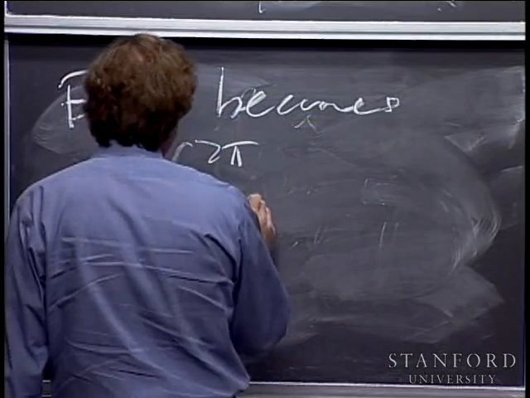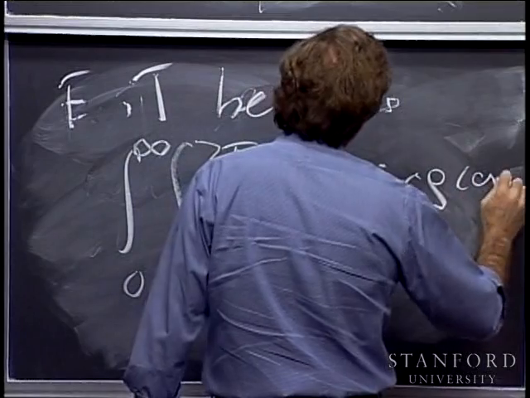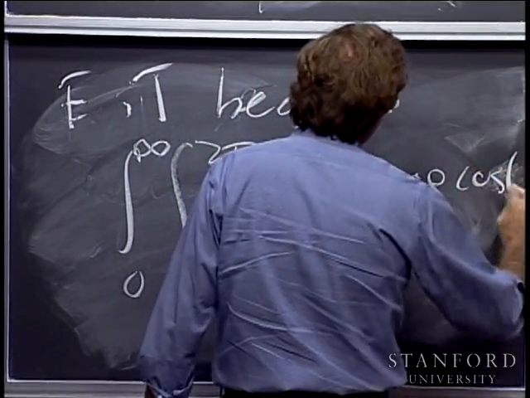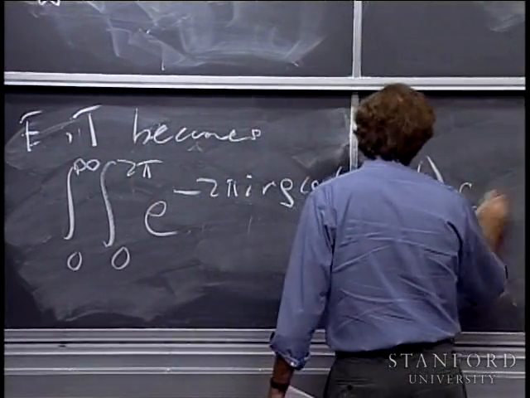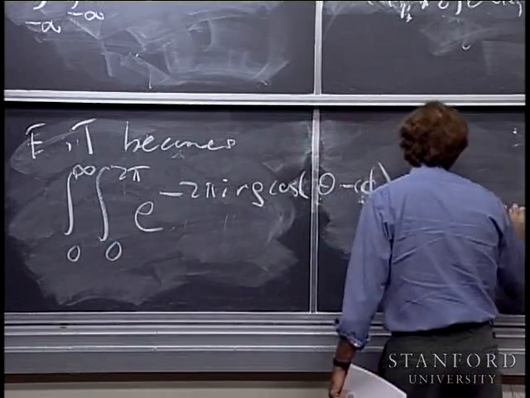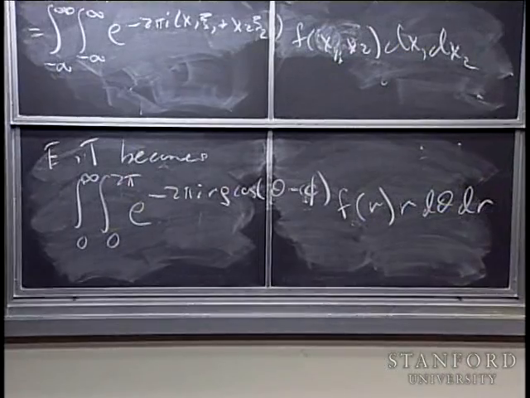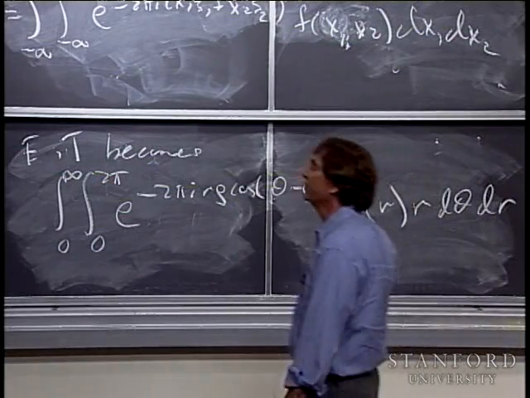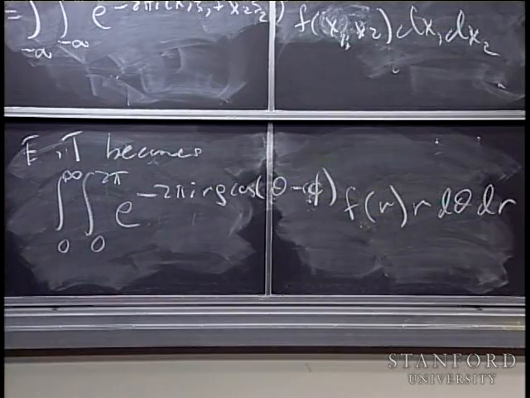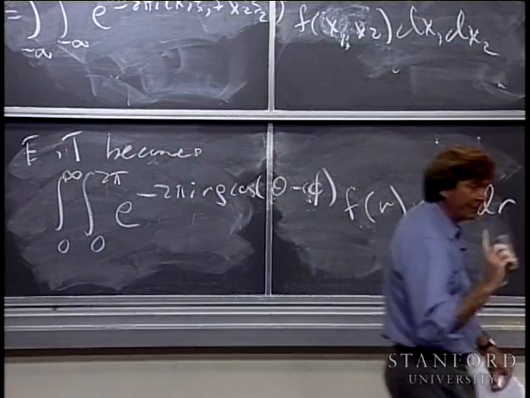So what happens to the exponential? It becomes e to the minus 2 pi i r rho cosine of theta minus phi, times f of r times r d theta dr. Do I have it all? Okay, I have it all. That's the formula for the Fourier transform. That's what you get just mechanically converting the two-dimensional Cartesian Fourier transform into polar coordinates. Now you have to work with this a little bit more.